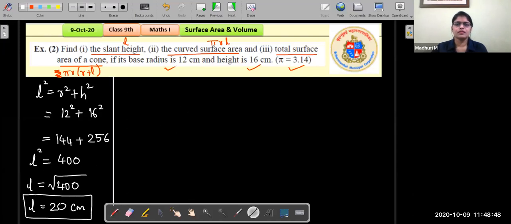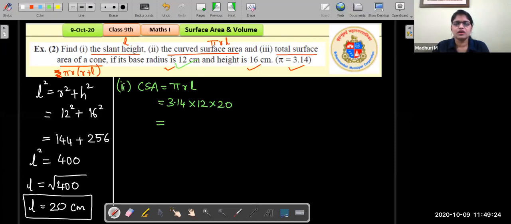Okay. And then we move to the next part, that is we have to find the curved surface area. So what is the formula for curved surface area? Try to memorize the formulas now itself in this class. So what is the CSA? The curved surface area is pi R L. We are given all the values. You just have to substitute and solve. What is pi? That is 3.14. The radius is 12. And what is the length? Length is 20, right?